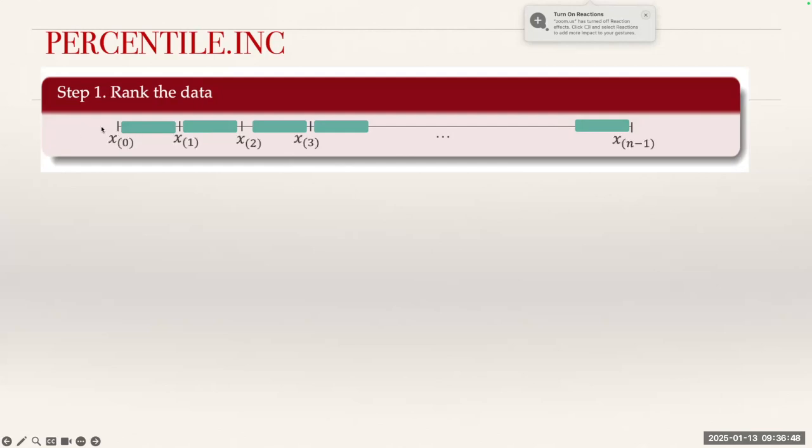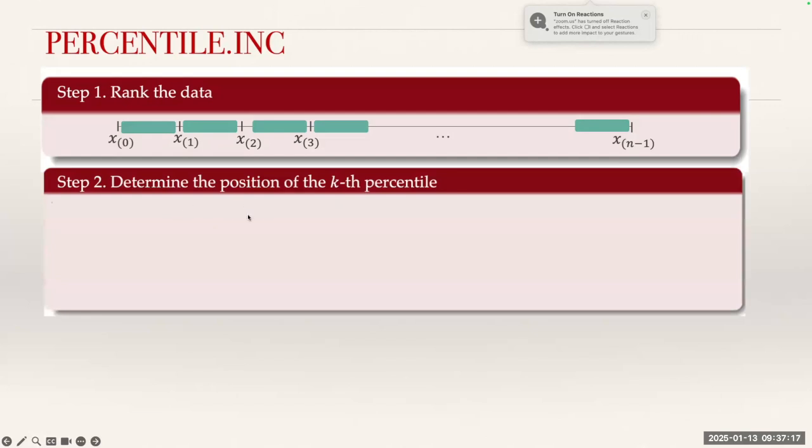0 because it doesn't have any space before, but this is 1 because it's when you finish the first space, and this is 2 when you finish the second space, x2, until the last one. You have n data, but the last one will be x sub n minus 1. So when you rank the data and call the first one x0 and the last one xn minus 1, you can use this formula to compute the position of the percentile. You are doing something similar to when you compute the median. So determine the position of the percentile.